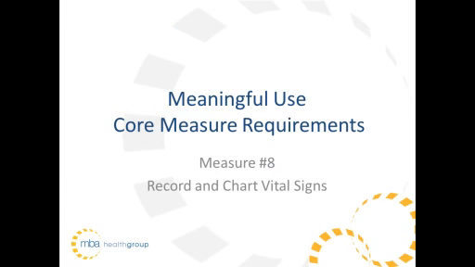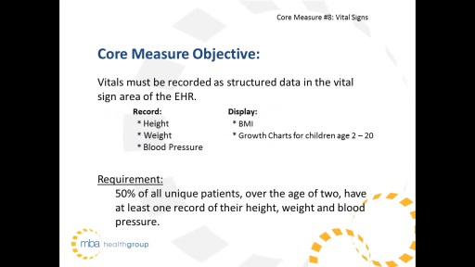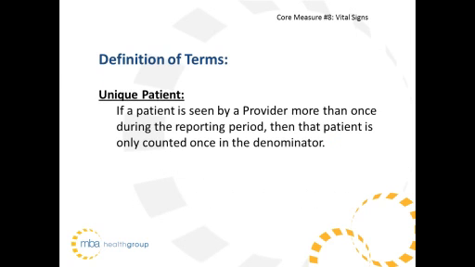Meaningful use measure number 8 is record and chart vital signs. The objective of this measure is to collect a patient's height, weight, and blood pressure at each visit and to display their BMI and growth charts. This data must be captured and recorded as structured data in the vital sign area of the EHR. To meet this measure, 50% of all unique patients who are over the age of 2 must have at least one record of their height, weight, and blood pressure entered into the EHR structured data during the reporting period.